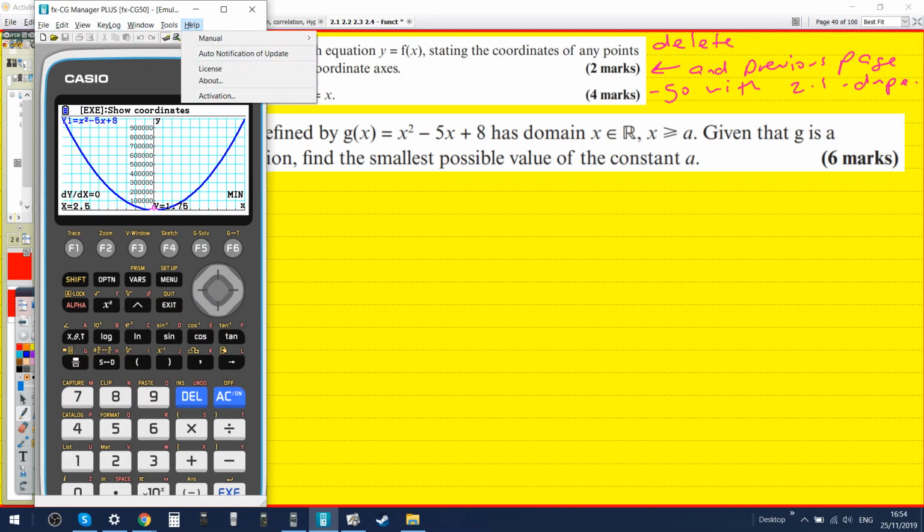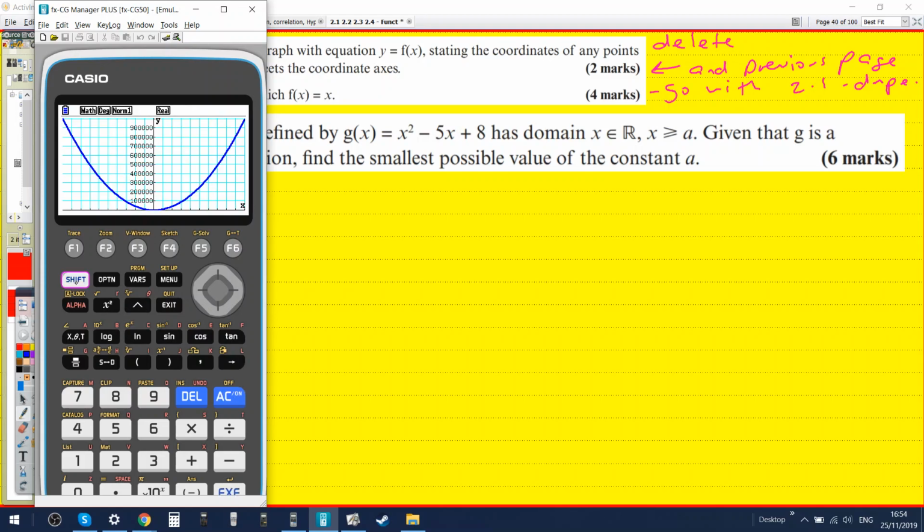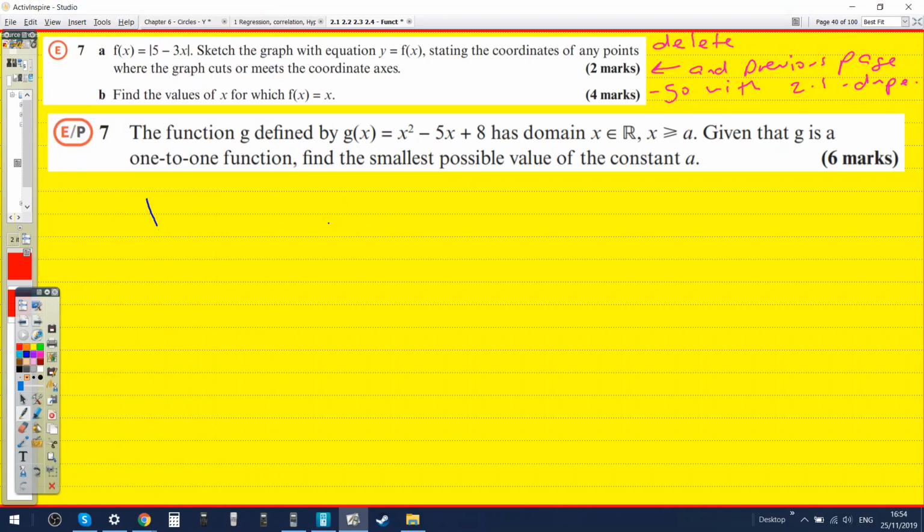I don't know. So do you have it on your graphical calculator? Yeah. So if you do shift F5 for graphical solve. Yeah. And choose minimum. So that's x equals 2.5 and y equals 1.75. So it's 2.5 and 1.75.